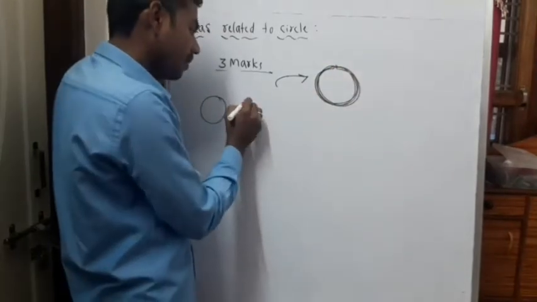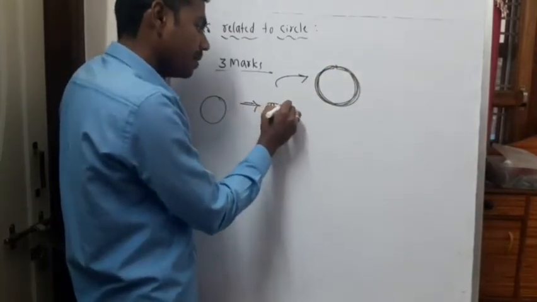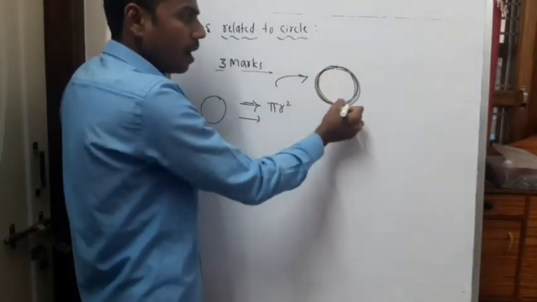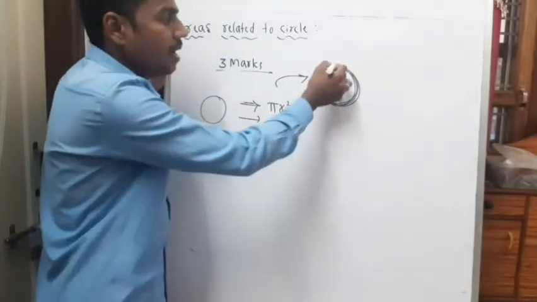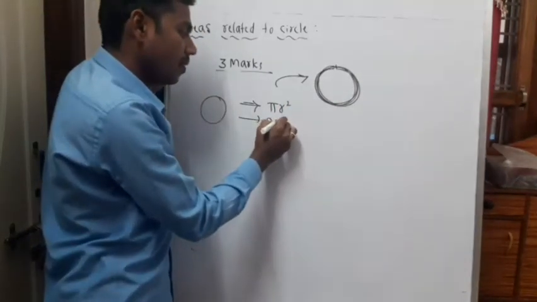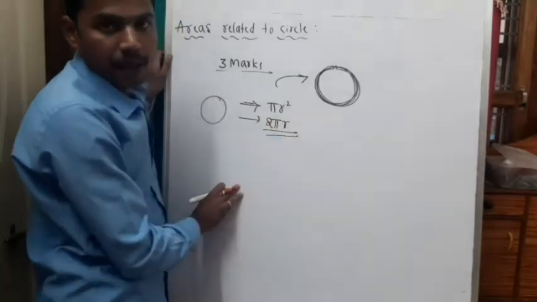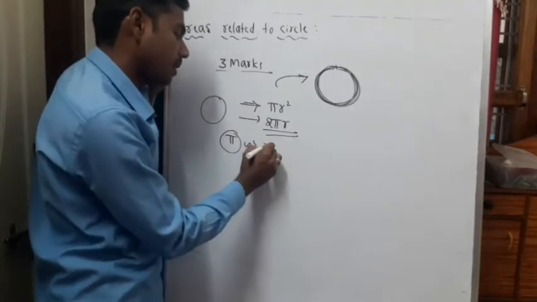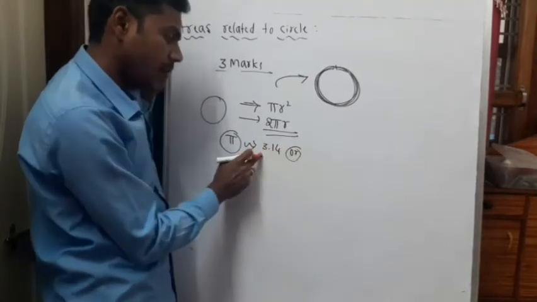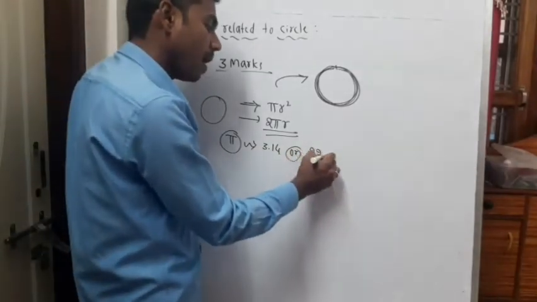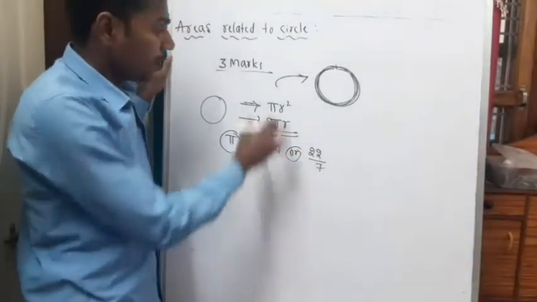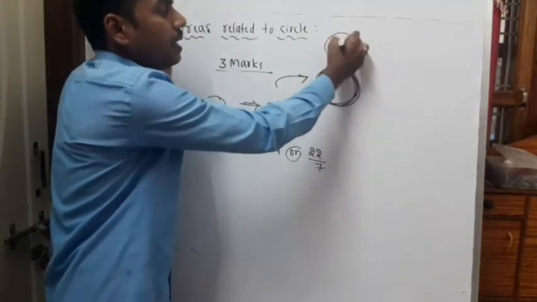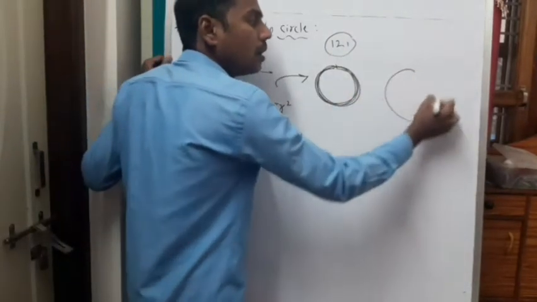The area of a circle is given by pi r square, and its perimeter, the measure of length around the circle, is nothing but circumference, that is 2 pi r. Pi is a constant, its value is approximately equal to 3.14 or 22/7. Based on this, we are going to solve exercise 12.1.